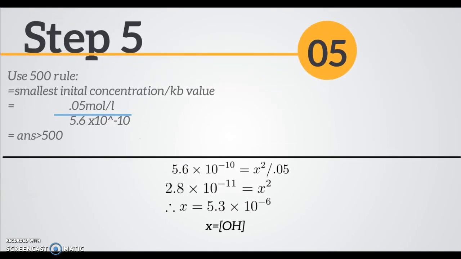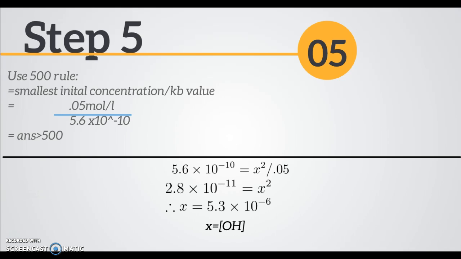Step 5 is to use the 500 rule. So we know that our smallest initial concentration would be 0.05 moles per liter over the Kb value, which we found out in our last slide, which is 5.6 times 10 to the power of negative 10. So if we put that into our equation, we have 5.6 times 10 to the power of negative 10 equals x squared over 0.05.